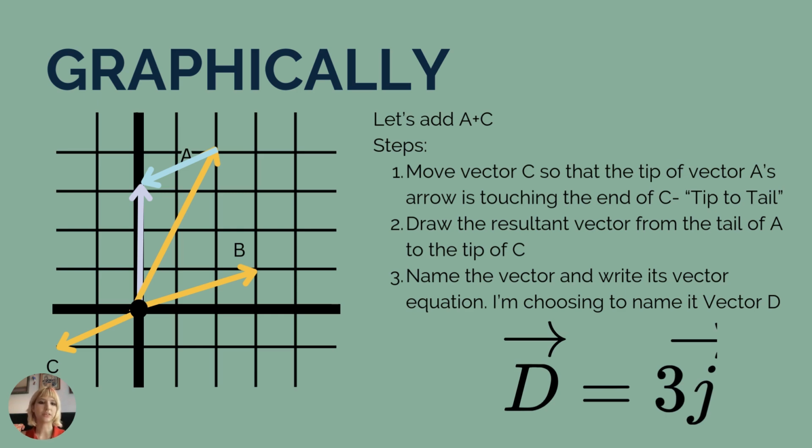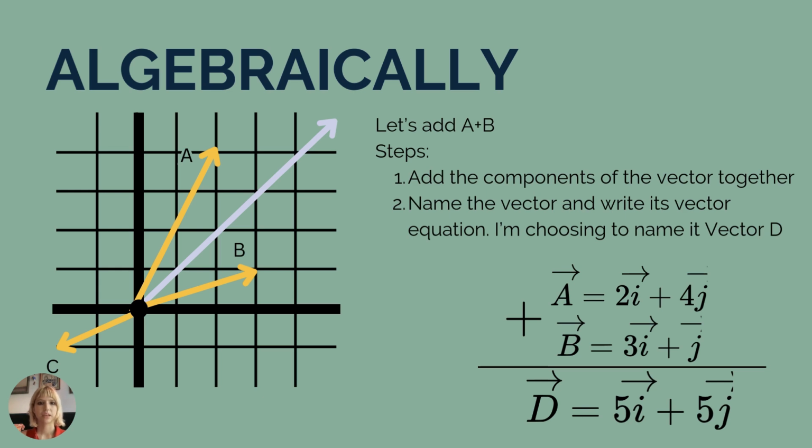So this is going to be positive 3j hat. There's no i component, so you can just leave that out. Algebraically, you just add them component-wise and name the vector. This one is a little bit easier to me, at least, because I'm more of a symbolic person than a visual person. So this just helps me think of it.